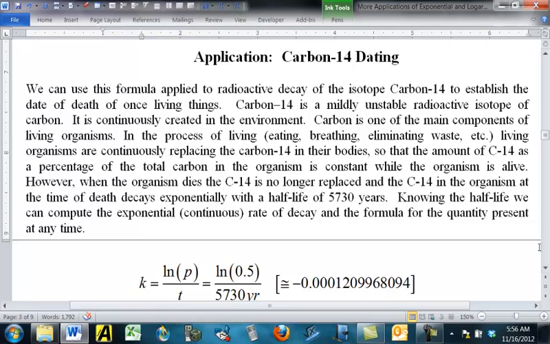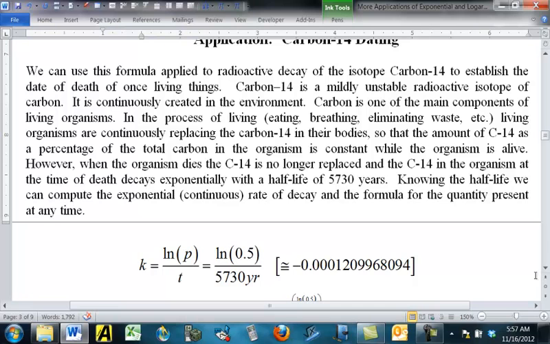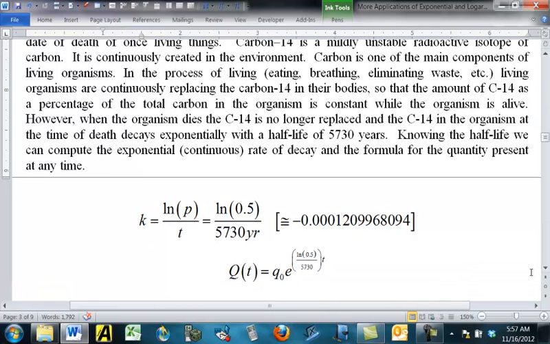But when the organism dies, it's no longer replacing the carbon. It just has the carbon it had at the point of death, and that carbon-14 gradually over time turns into carbon-12, and that percentage of carbon-14 is going to decrease. It's going to do it exponentially with a half-life of 5,730 years. So knowing the half-life, we can compute the K and figure this out. Here we've got it worked out. K is natural log of 0.5 over 5,730, because in general K is the natural log of the percentage remaining over the time to get to that percentage remaining. The time to get to half left is the half-life, 5,730 years. So our quantity is whatever our initial quantity is times e to the natural log of 0.5 over 5,730 times t.